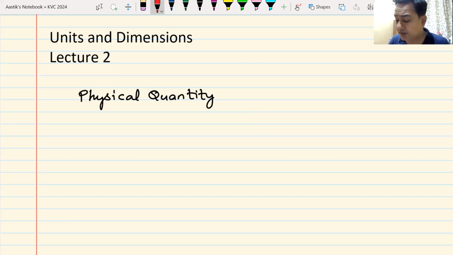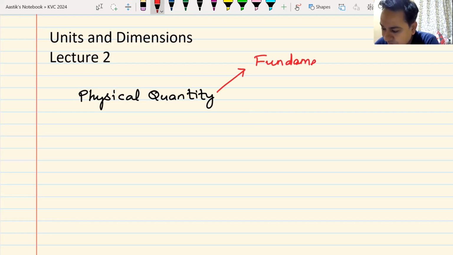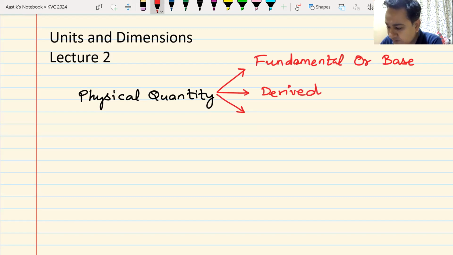Now, this physical quantity can be called a fundamental or base quantity. I hope everyone will write together with me. You can classify them as fundamental or base or absolute quantities. That is the first branch. Then you can call them derived quantities, or you can call them supplementary ones. Supplementary quantities.